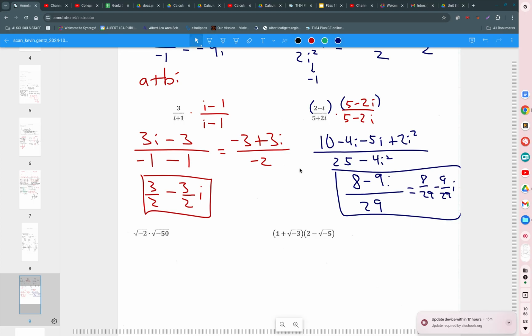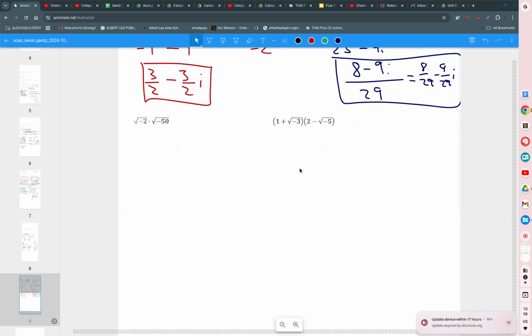Okay, our last two examples for the day, the square roots. So, the first time I did this kind of a problem, I got it wrong. I took the square root of -2 times square root of -50, and I got the square root of 100, which was 10. Everybody think that that looks reasonable? Yeah. It turned out I was wrong.